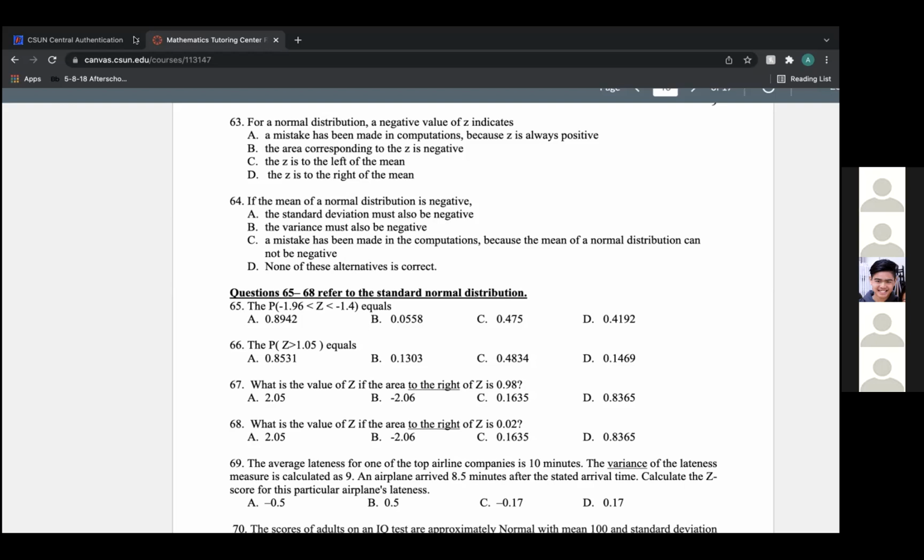A and B are not correct. So C, a mistake has been made because the mean cannot be negative. True or false?